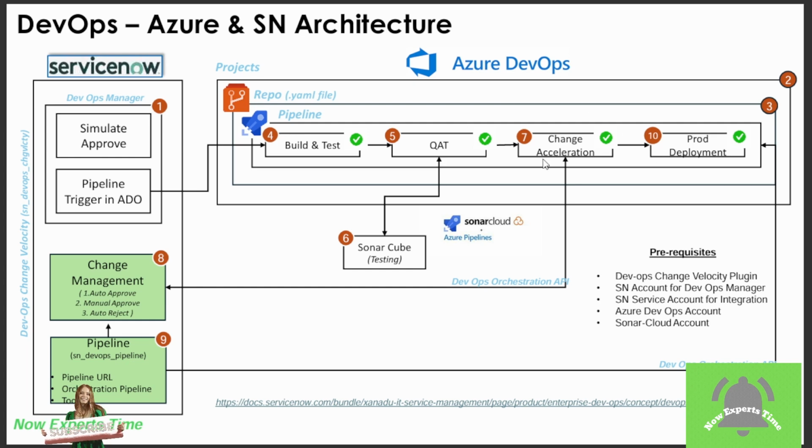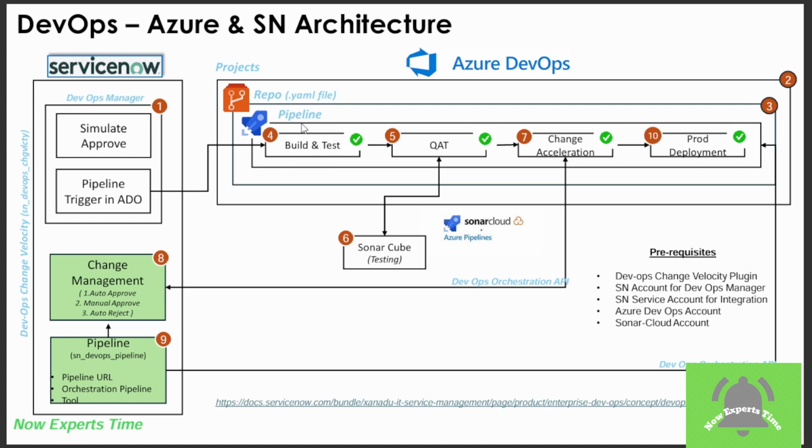Once this item is completed, then you are going to run the pipeline. If you see the number series I just added: number one, it starts from ServiceNow. That means I'm initiating the pipeline from here. In this current scenario, second, it is going to the project. Third, it reads the YAML file. The YAML file has a definition. In this definition, function 1 is build and test, function 2 is QAT, function 3 is change acceleration, function 4 is prod deployment. That's the way we defined it.